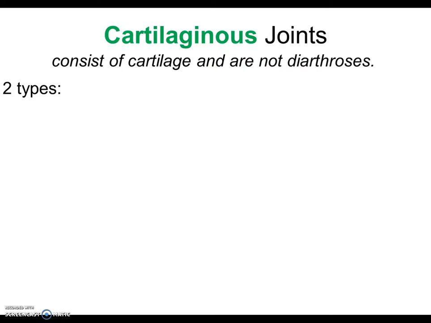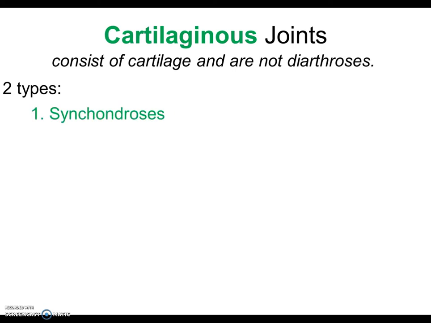All right, let's look at cartilaginous joints. Cartilaginous joints consist of cartilage, and they are not diarthrosis, meaning that they're not freely movable. Some of them are synarthrosis, you cannot move them at all, and some are amphiarthrosis, which have a little bit of movement. So we're just going to look at two types today.